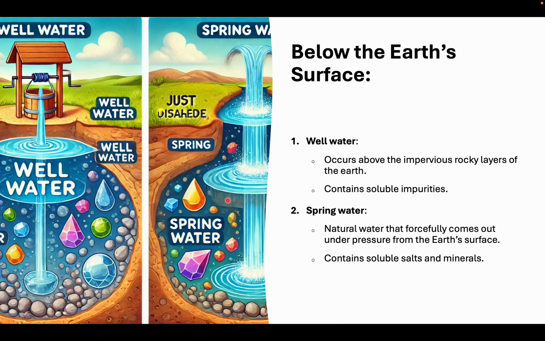Now, all this that we studied, snow and frost, rainwater, river water, lake water, and seawater, they all exist on the earth's surface. And below the earth's surface is the well water, which is found above the rocky layer, containing again soluble impurities, and spring water, which is natural water forced out from the earth's surface, very rich in minerals.